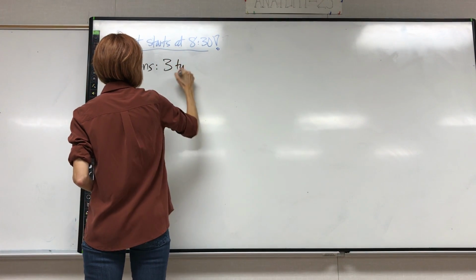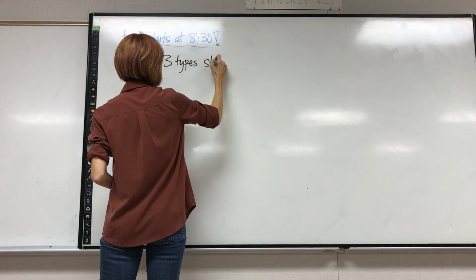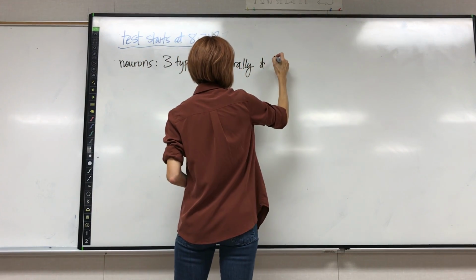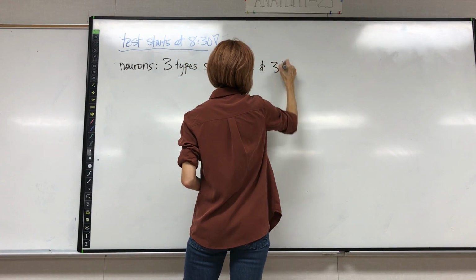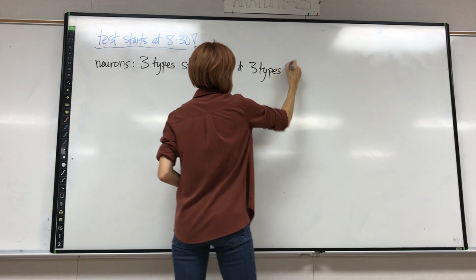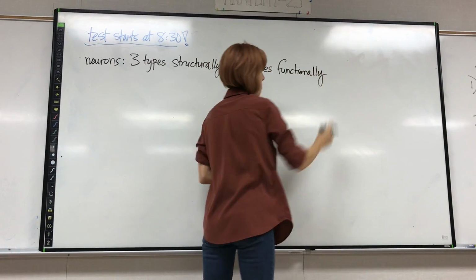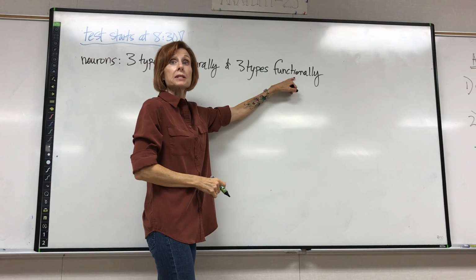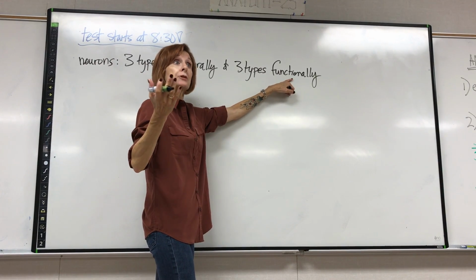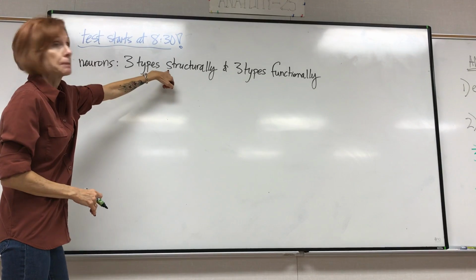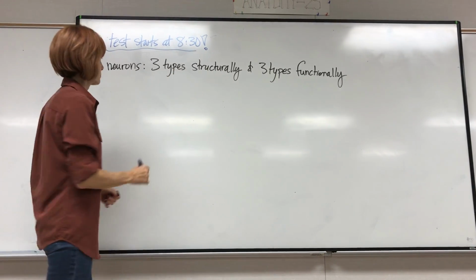Types based on their structure. And also remember we have 3 types based on their function. So what are the 3 types based on their function? Motor, sensory, and interneurons, right, very good. Motor, sensory, and interneurons. And the 3 types based on their structure?